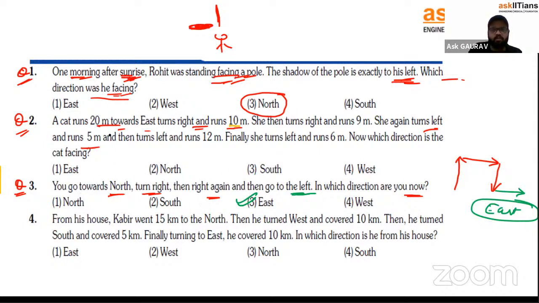Yes, yes, yes. Because he is moving towards north, so this is the north. Then he will turn right, again right. Okay. Then you have to reach left. The left will be this one. So this is which direction? This east. Yes, it is east, right?